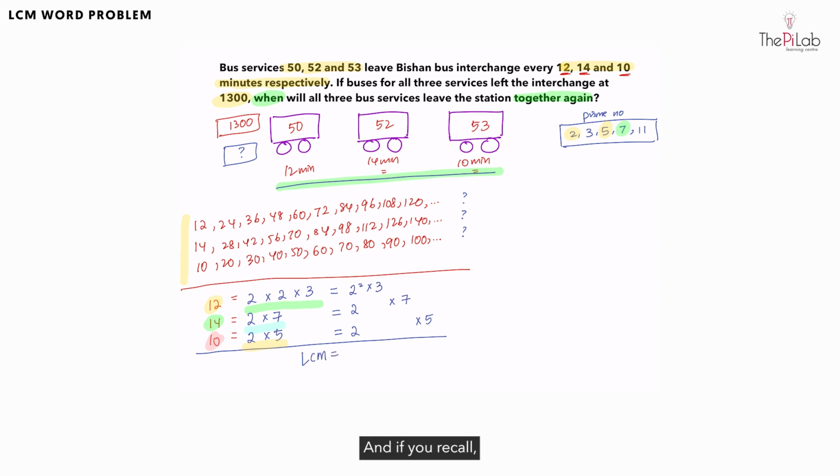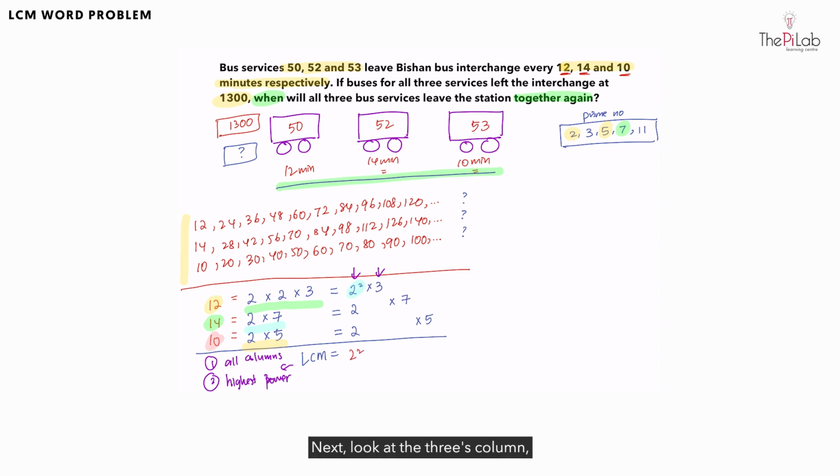And if you recall, LCM means that you need to look at all the columns and get the highest power. Okay, so let's go ahead and do that. Let's take a look at the 2's column. Which one is the highest power? It is 2 squared. So write that down.